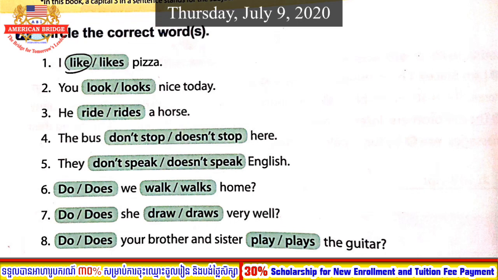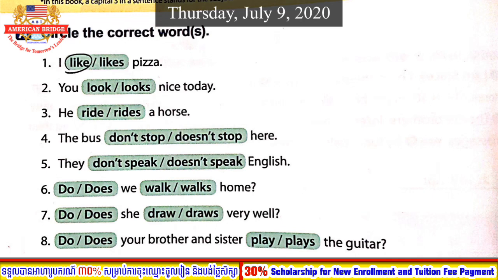And number two, you look or you looks nice today. So our subject is you, right? Do we need to add s to the verb when the subject is you? No, we don't add. We have to keep it in the original form. So you look nice today.